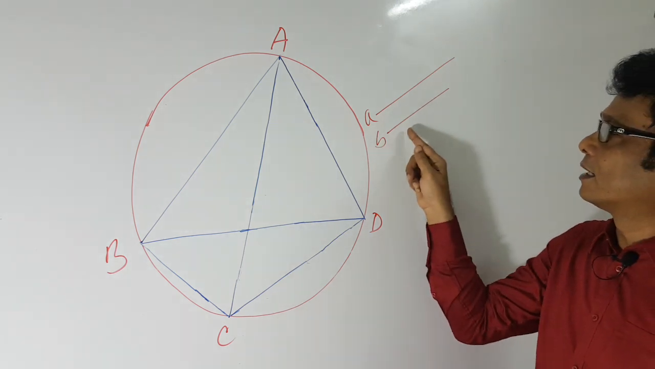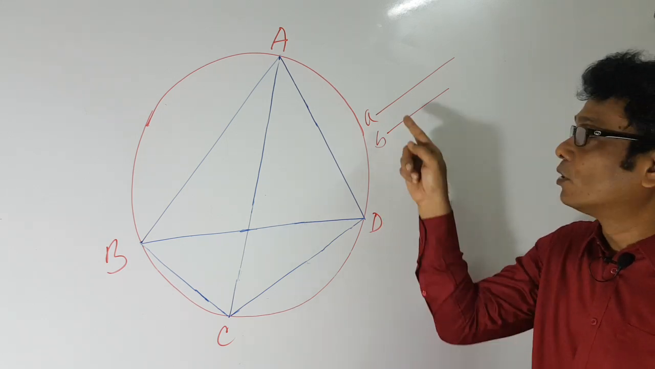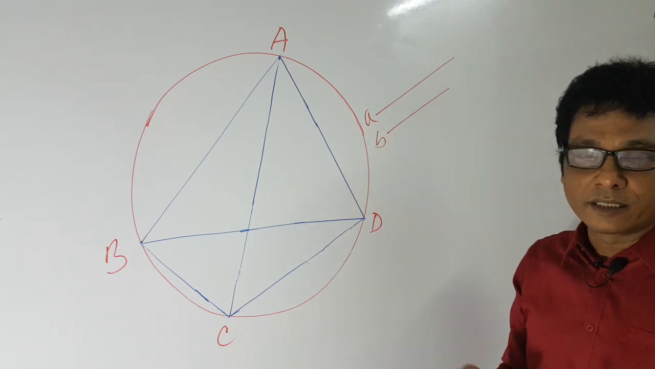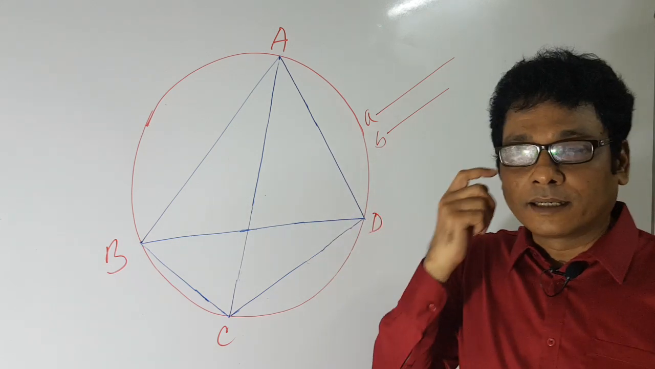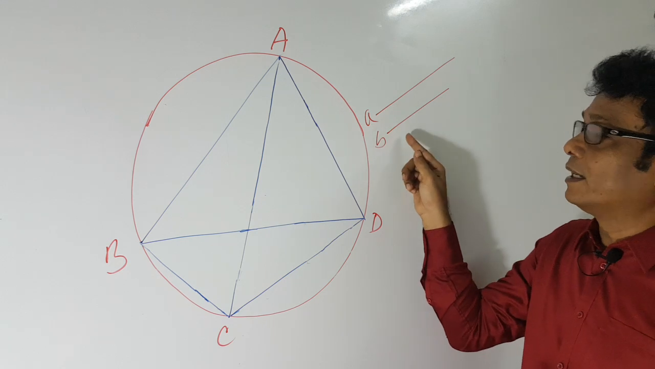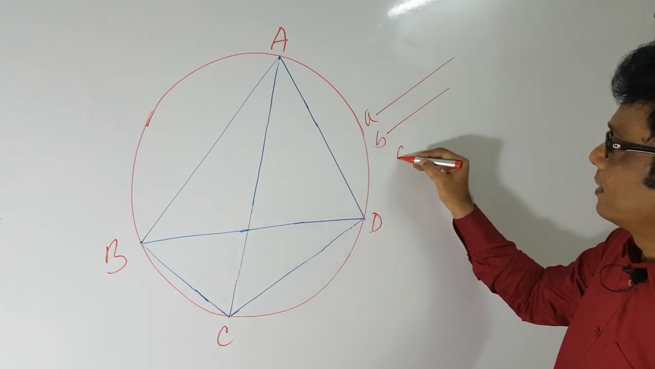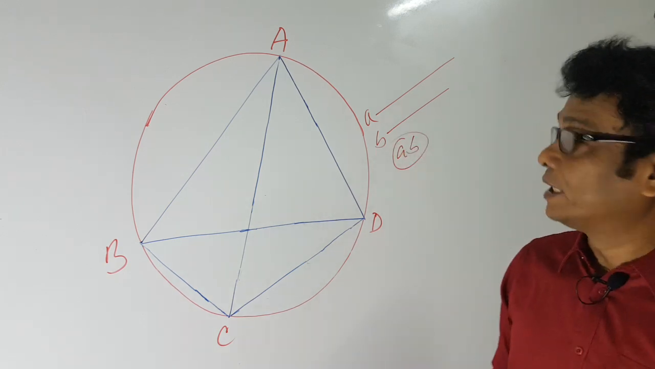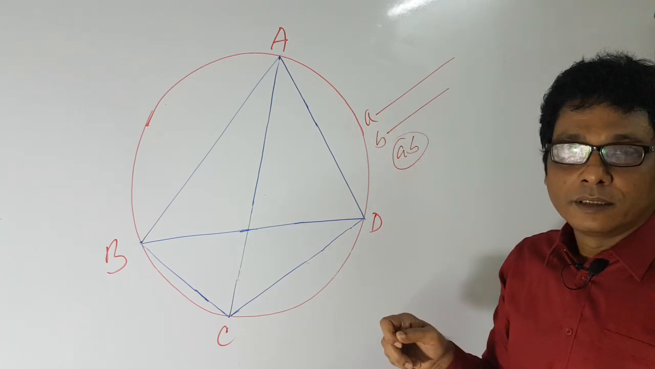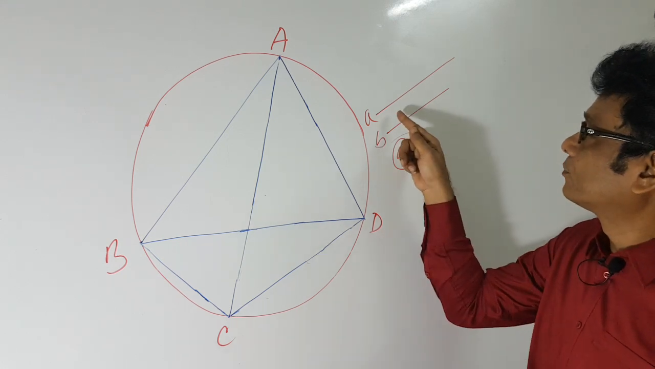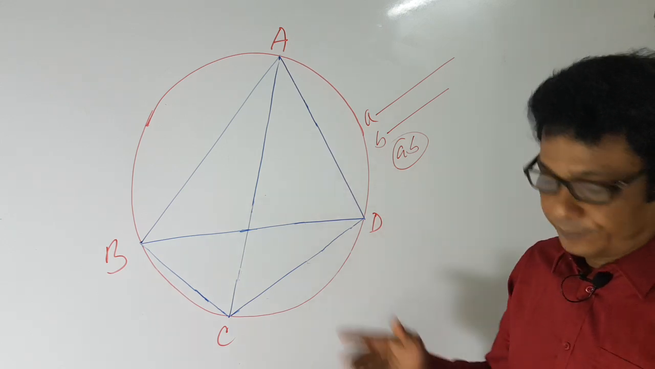Say A is a line segment, B is another line segment. If we draw a rectangle with these two line segments, what kind of rectangle do we get? We get a rectangle in which the length is A, the breadth is B, and the area is AB.